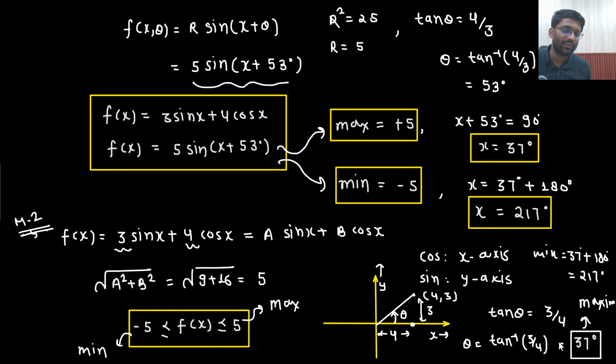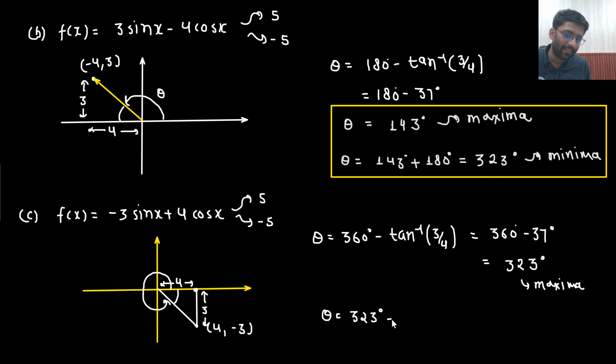So what will I do? 323 minus 180 degrees. What is 323 minus 180 degrees? It will be 143 degrees. At this point you will get the minima.